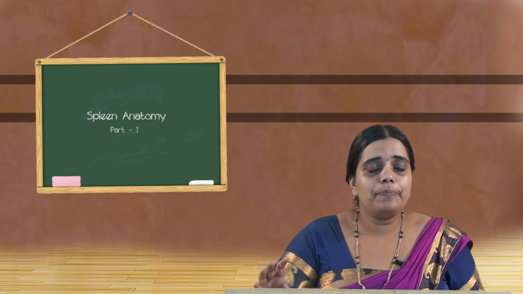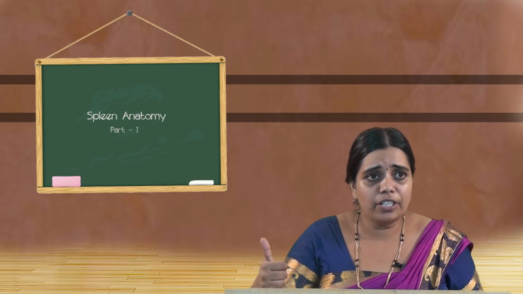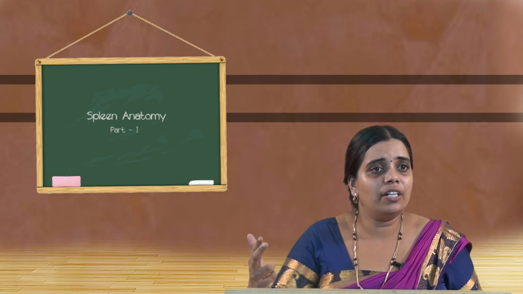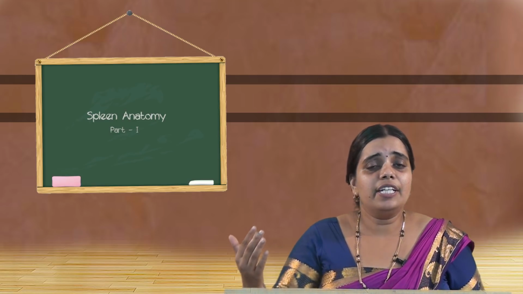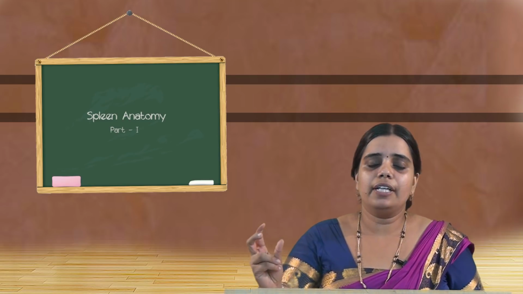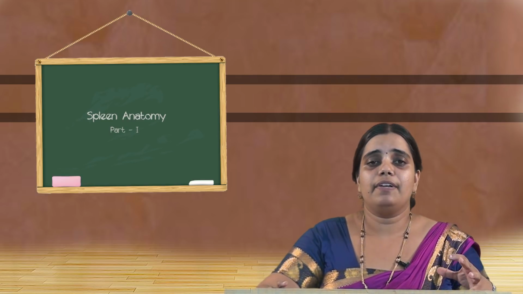So coming back, the main features of spleen are: it is the largest lymphoid tissue in the body, it is ovoid in shape, it is purplish in color, it measures the size of one's fist, and it is present mainly in the left hypochondriac region, and part of it is also present in the epigastric region. If you touch it, it is very soft.